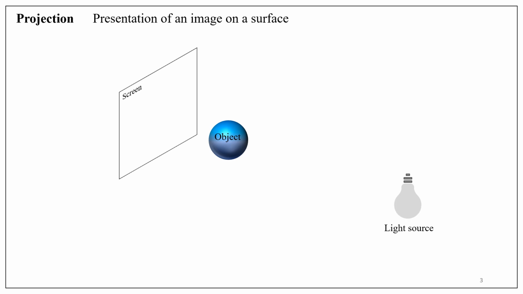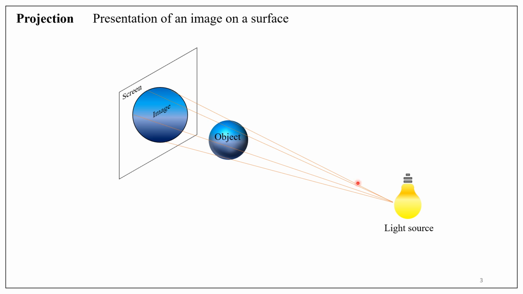From optics, we all know for projection we need a screen. And of course, we need an object. We need a light source. When the light source is switched on, light rays will be focused onto the screen, and in between the object is present, and hence the image of the object will be seen on the screen like this. So in projection, we are interested only in this image.